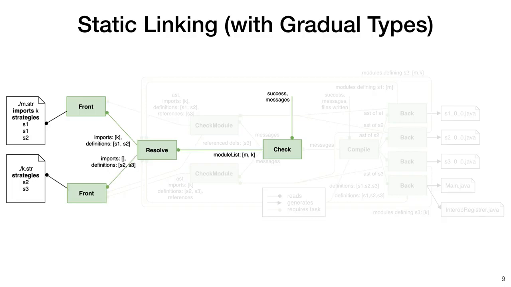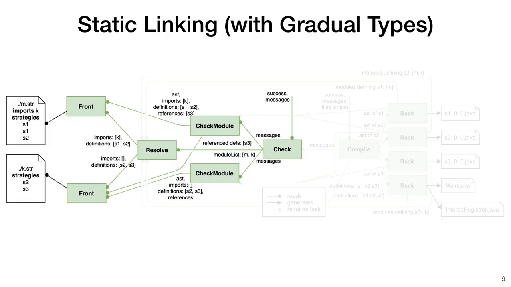Now that resolve has finished computing, the module list can be passed to check, and check can start a check module task for each module. The check module task for M uses the AST of the module, the imports, the definitions, and the references. It uses the imports and references to depend on the front tasks of the imported modules, but only specifically requires the information of the definition in the imported modules that are referenced.